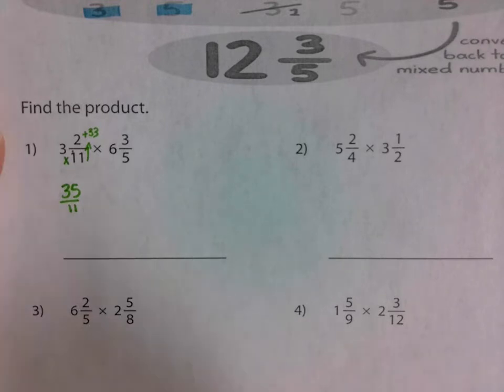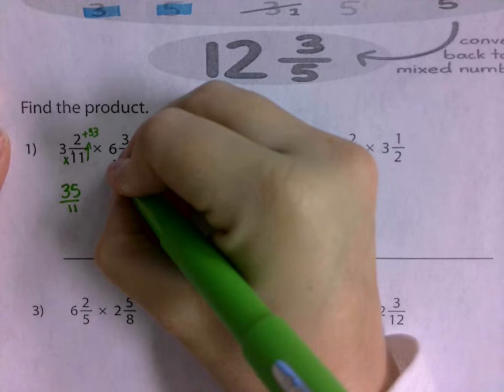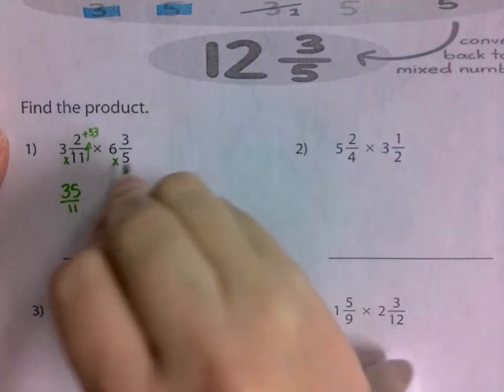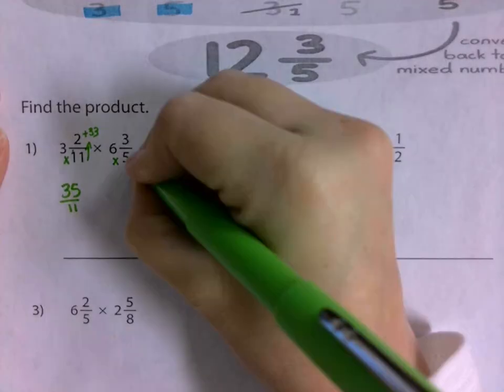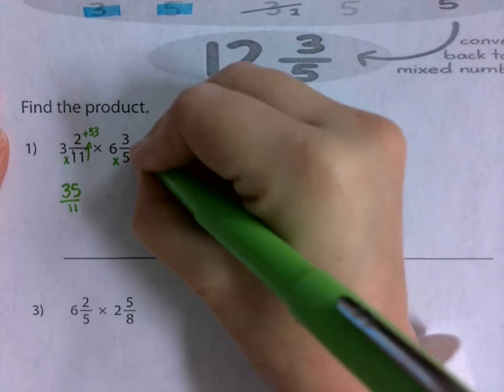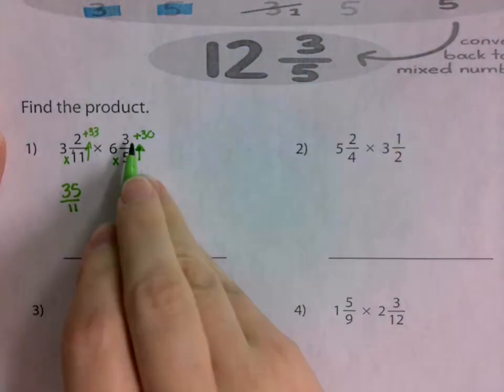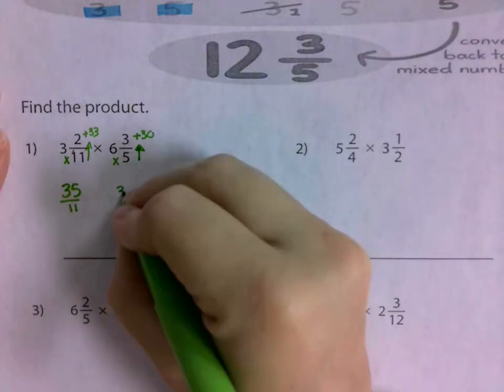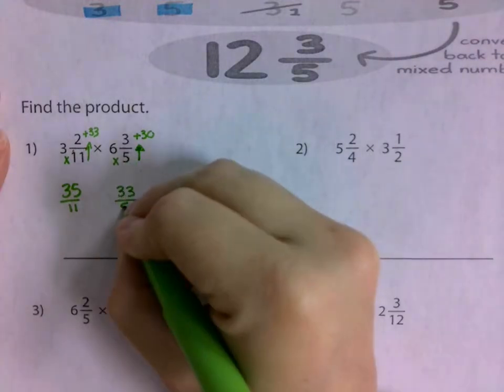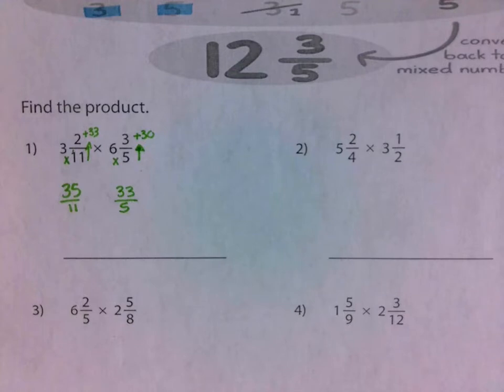Okay. We have 6 times 5. What's 6 times 5 going to give us? 30. 6 times 5 is 30. Then we would add the 30 with the 3. And so 3 plus 30 is 33. So we would have 33 over 5. And then we would focus on multiplying those values together.